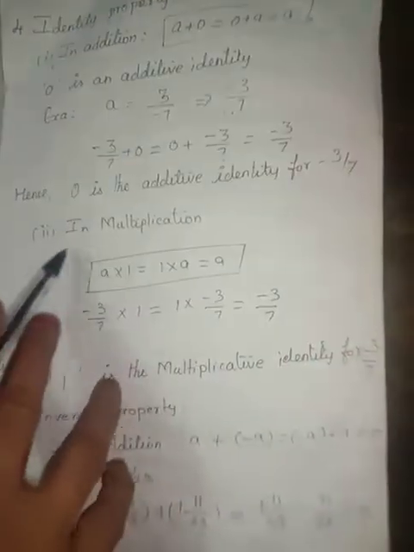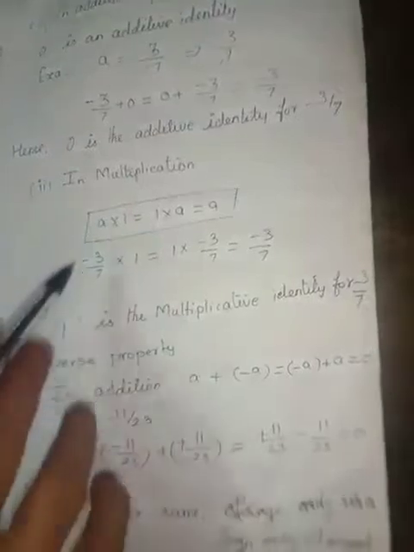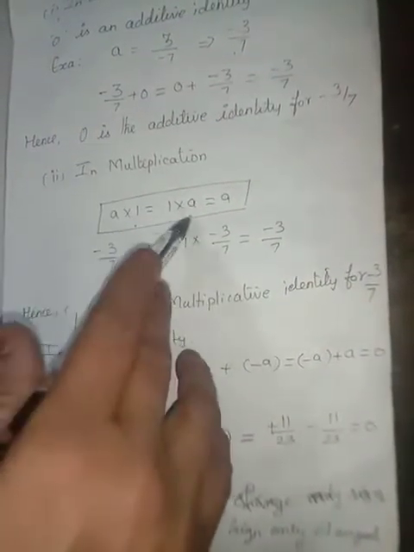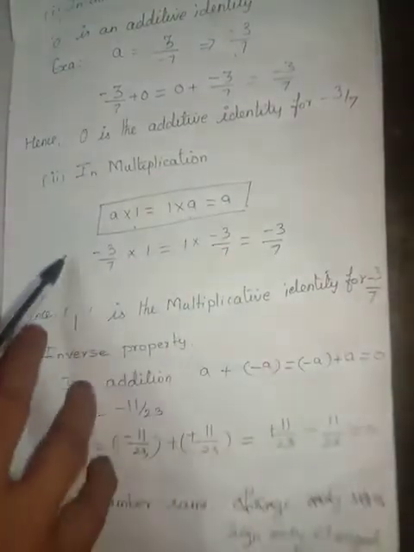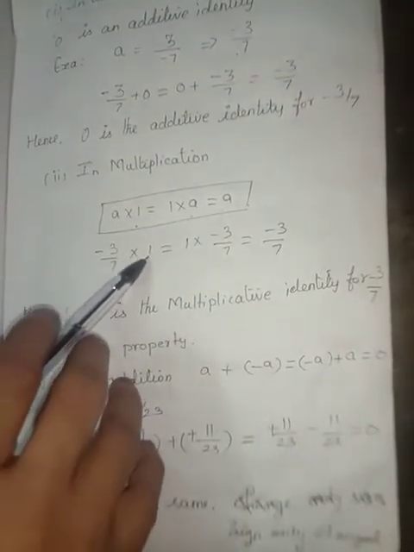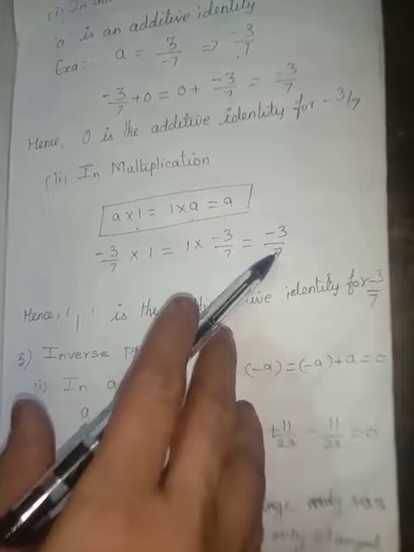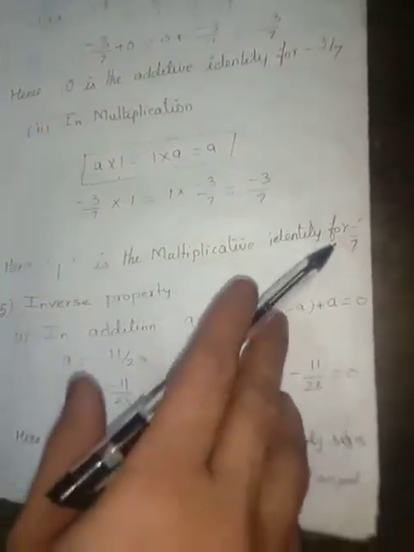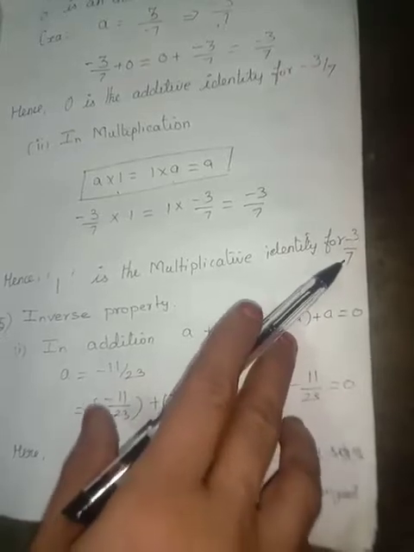So the next one is multiplicative identity. When you multiply any number by 1, we get the same number. We are taking minus 3 by 7 multiplied with 1, we get minus 3 by 7, because 1 is the multiplicative identity for minus 3 by 7.